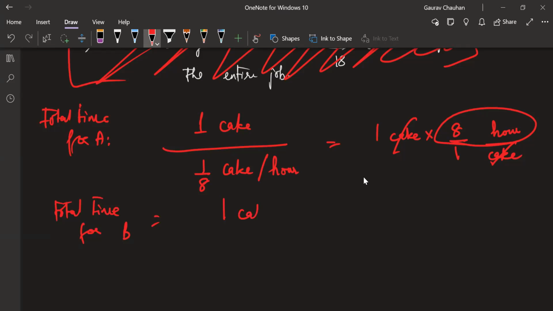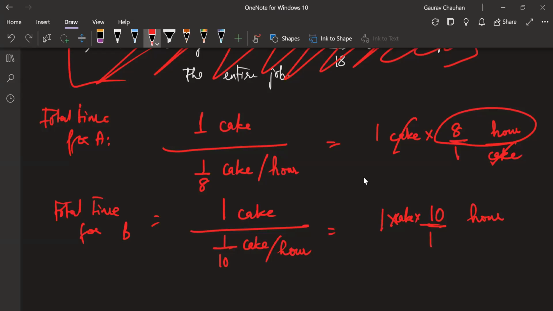B also has to eat 1 cake. How much is she eating per hour? She is eating 1 by 10 cake per hour. Basically, to do this, I need 1 cake into 10 by 1 hour by cake. Cake cancel. She will take 10 hours.